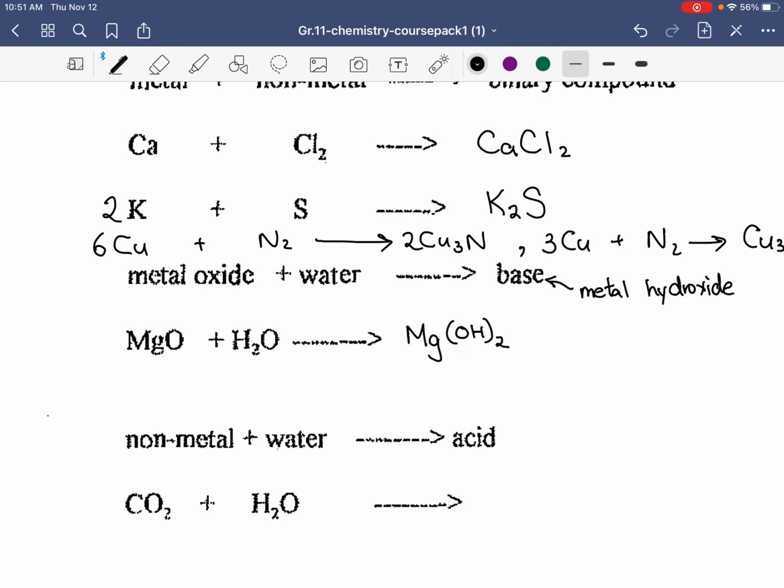Again, the cross rule applies. The hydroxide has a natural charge of -1. This is +2. That's why we have Mg(OH)2. Okay. Oh, it is already balanced. Love it when that happens.